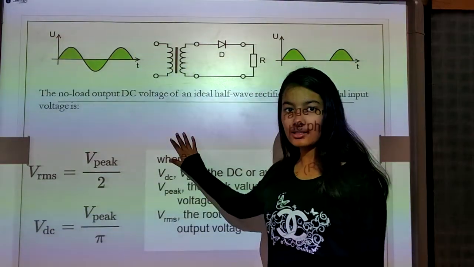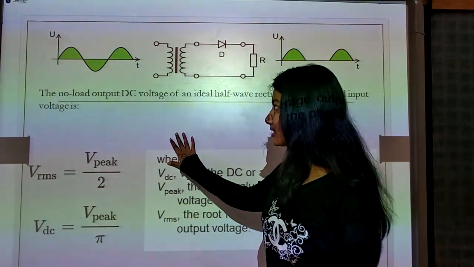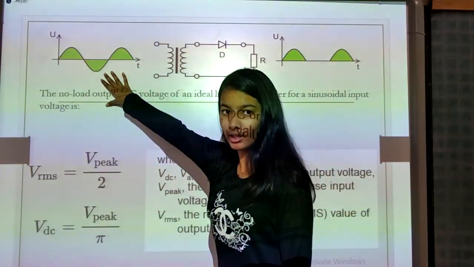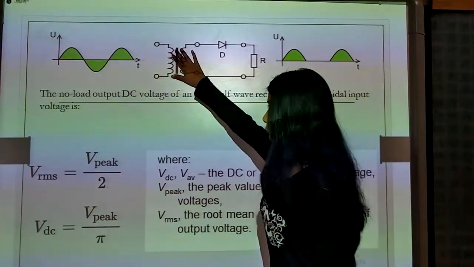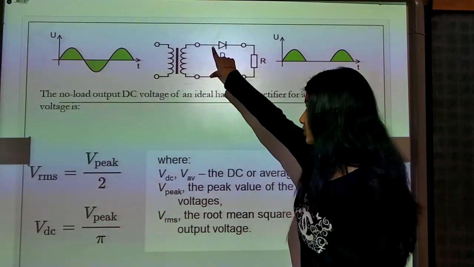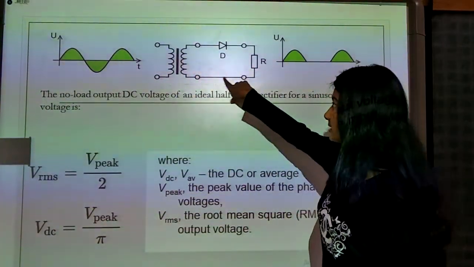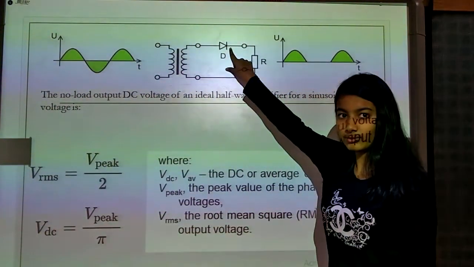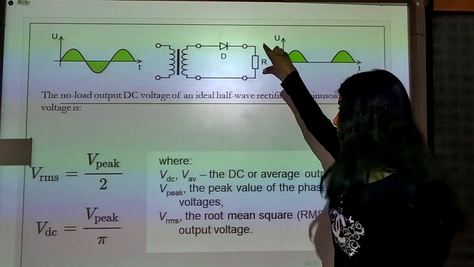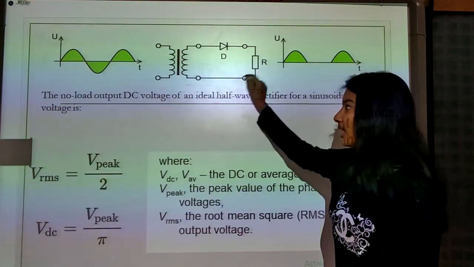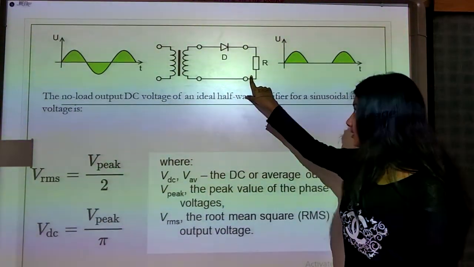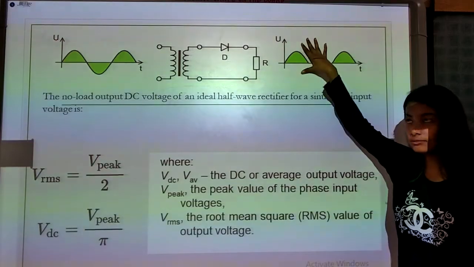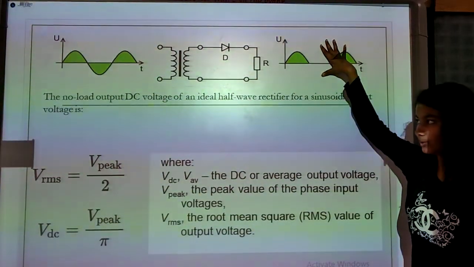As we discussed earlier in the previous slide, we have taken AC input and it goes through the transformer. It can go in two directions, forward bias and reverse bias. If it goes in forward bias, the current flows and we get voltage across the load resistance. And if it is reverse bias, conduction doesn't take place. So we get only DC voltage as output.